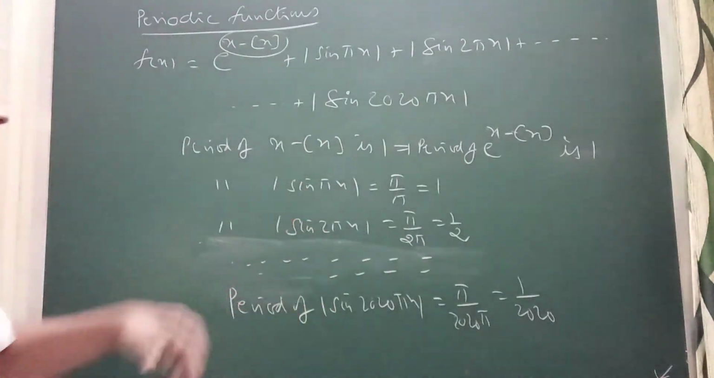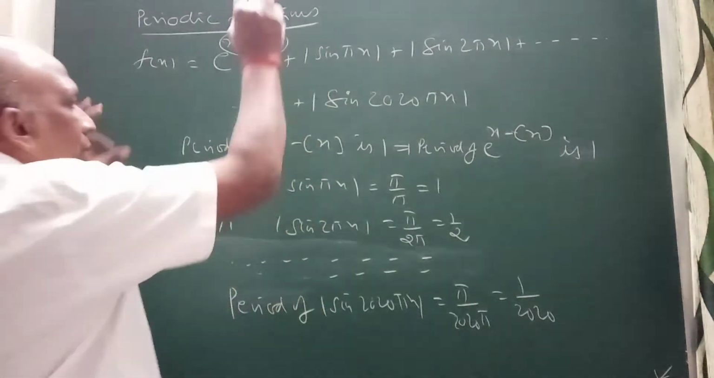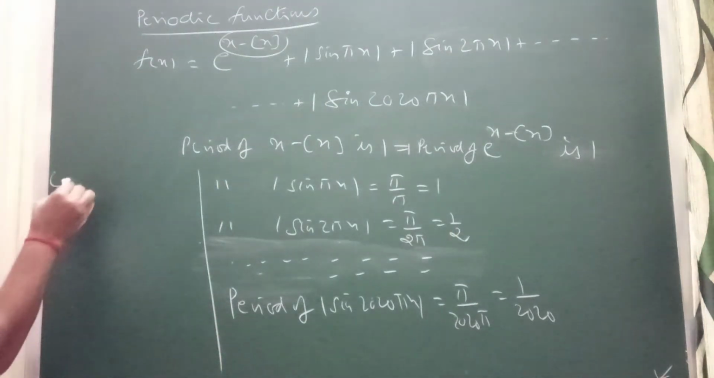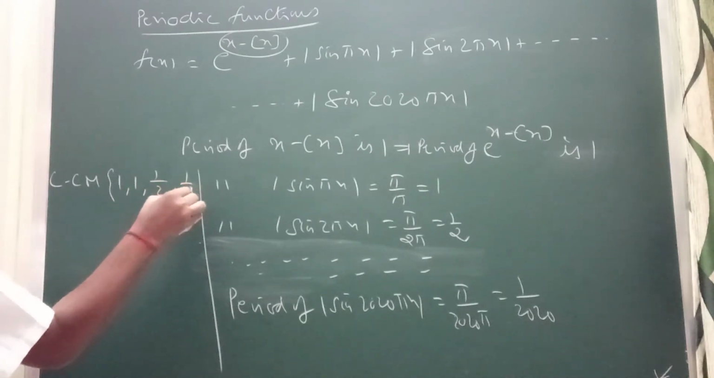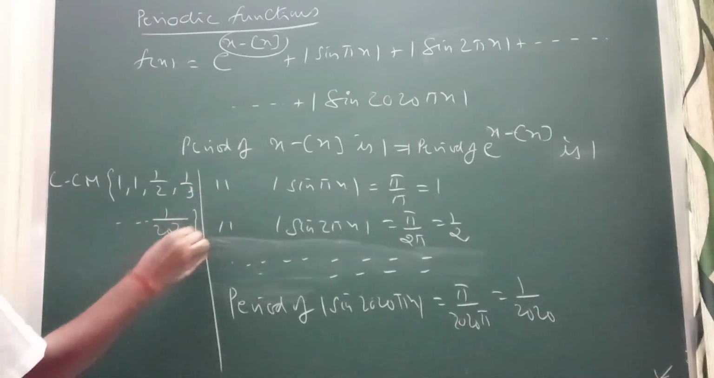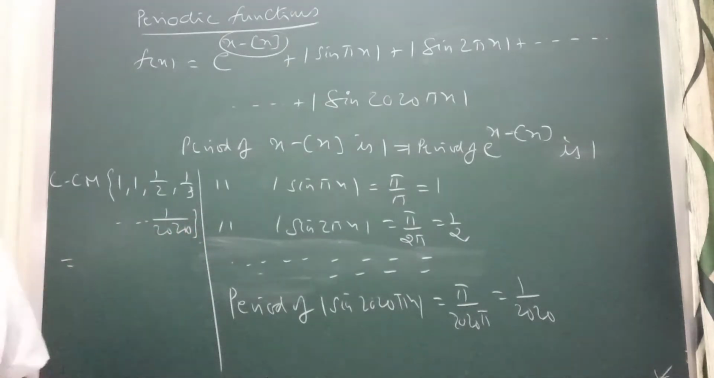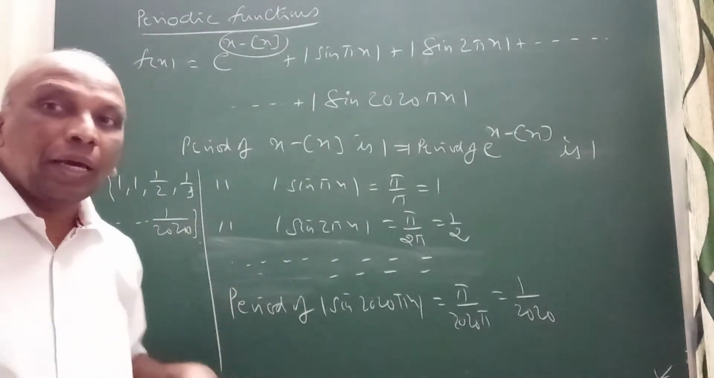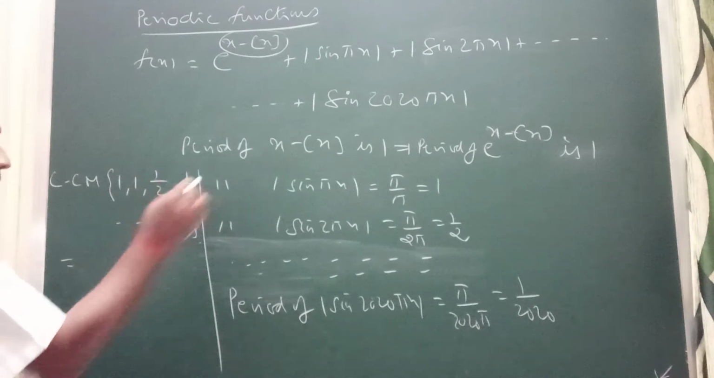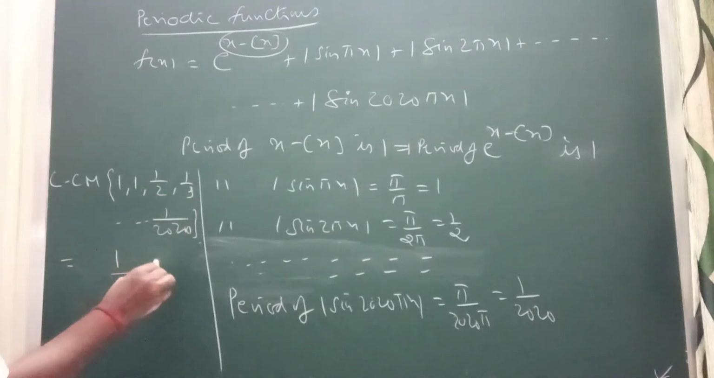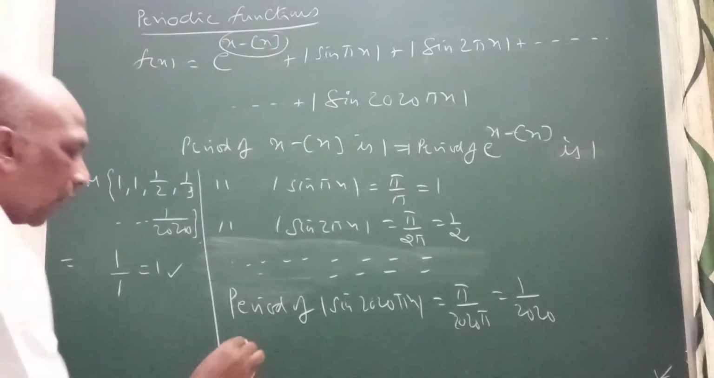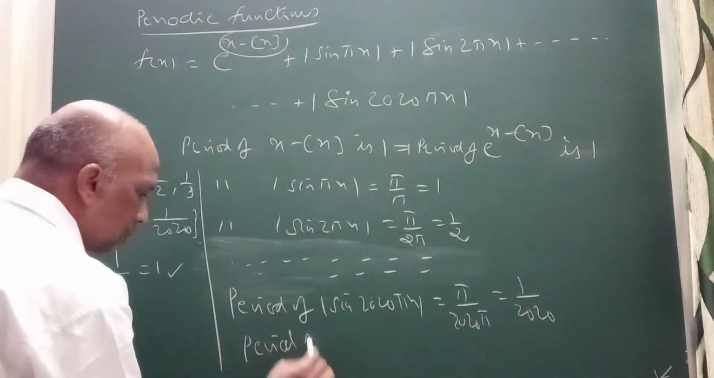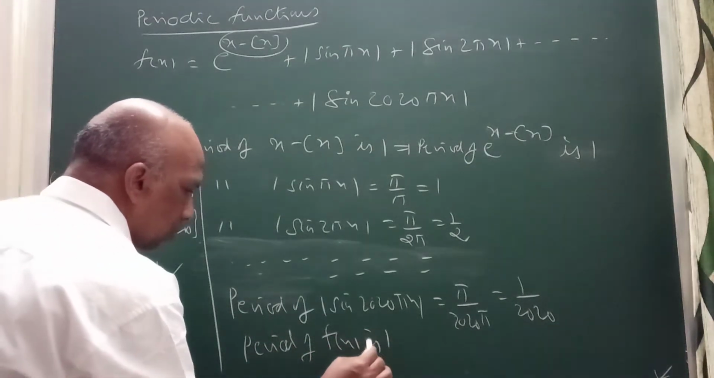You should find the LCM of all these to get the answer. I should find the LCM of 1, 1 by 2, 1 by 3 and so on up to 1 by 20. What is the LCM of these fractions? The LCM of fractions is the LCM of the numerators divided by the HCF of the denominators. The LCM of the numerators is 1, and the HCF of the denominators is also 1. The answer is 1 only. So for this function, I can conclude that the period of f(x) is 1.